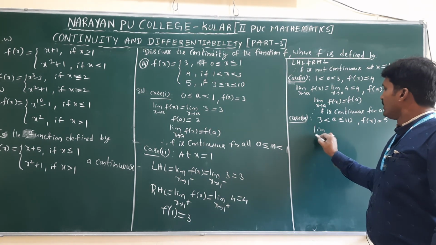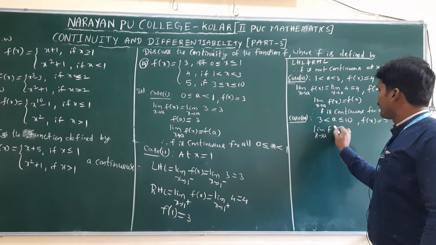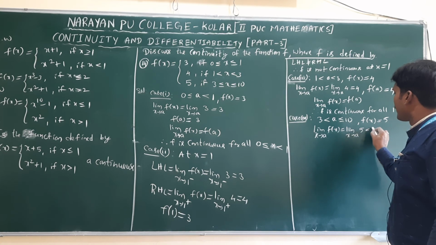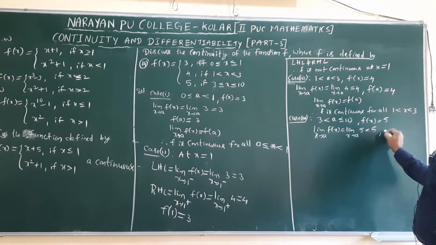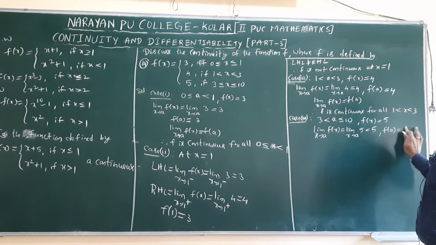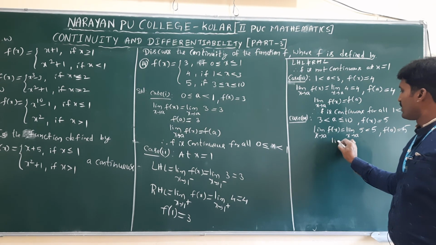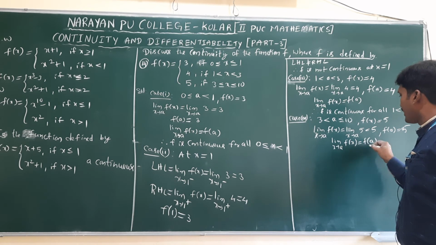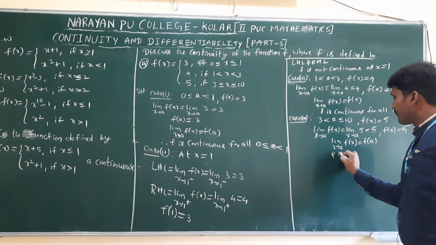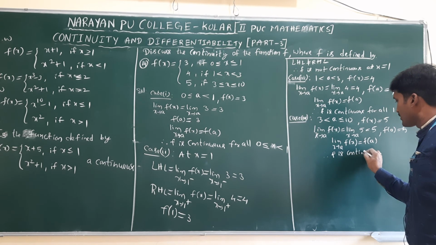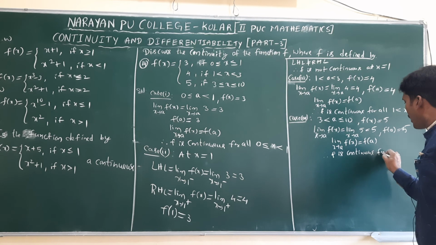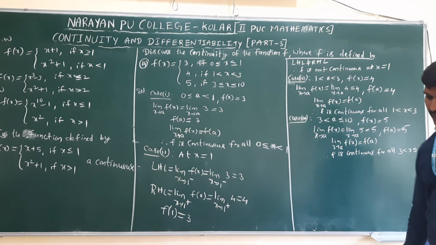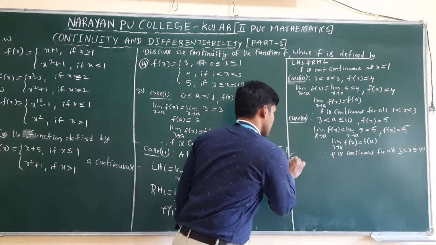Same method. Limit x tends to a, f of x equals 5. Function value f of a also equals 5. Both values are equal. Limit x tends to a, f of x is equal to f of a. Therefore, f is continuous for all x values lying from 3 up to 10. Next, last case.